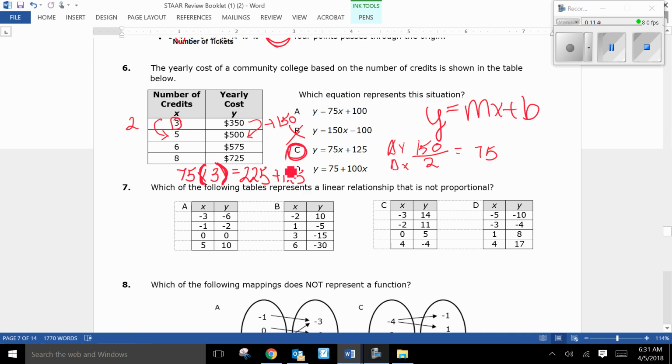Now I'm going to try it again. Let's do 75 times 5. So 75 times 5 is 375. But I need 500. So what would I need to add to 375 to get to 500? Well, I would need to add 125. So C is my answer.